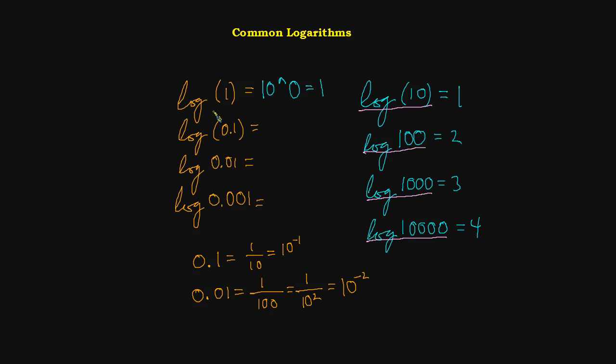And so, oops, I'm sorry, I shouldn't be writing all this here. Let's get rid of all that. I should have written it over here. 10 to the power of 0 gets us 1. And so therefore, 10 to what power gets us 1? Well, 0.